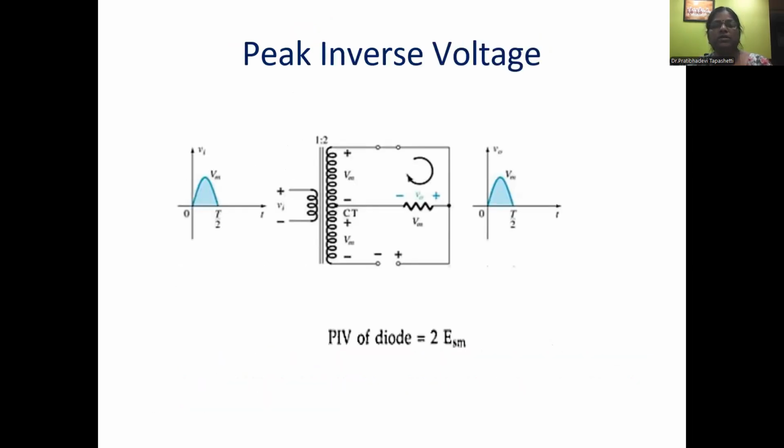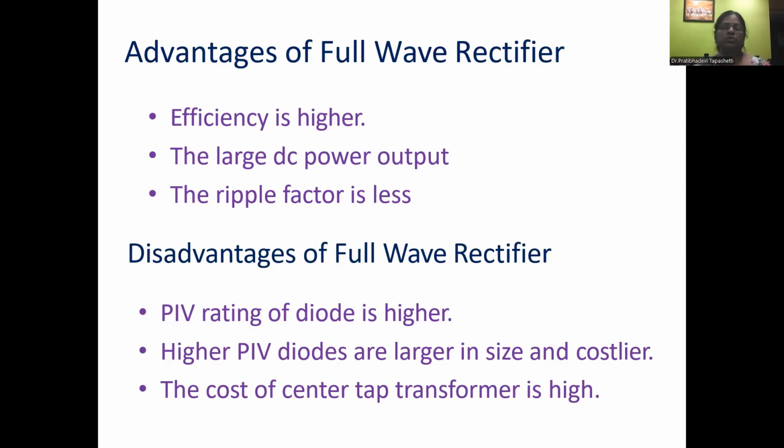What is the peak inverse voltage here? The peak inverse voltage is going to be 2 VM, because in the center tap transformer, both side voltages appear when the diode doesn't conduct. That's what it is going to be. Peak inverse voltage is 2 VM. Next, let us see the advantages of the full wave rectifier. Efficiency is higher, the DC power output is larger, and the ripple factor is less, but it still has certain disadvantages.